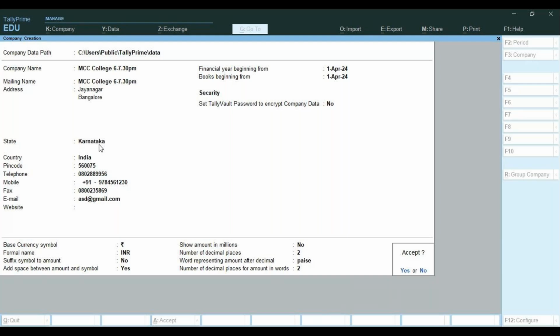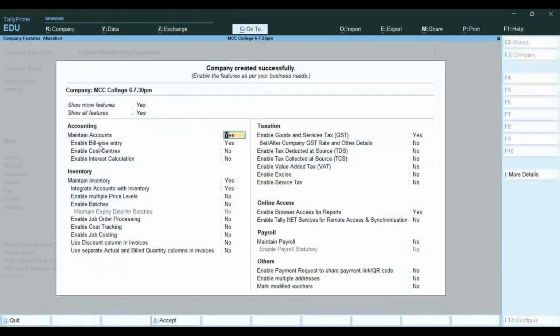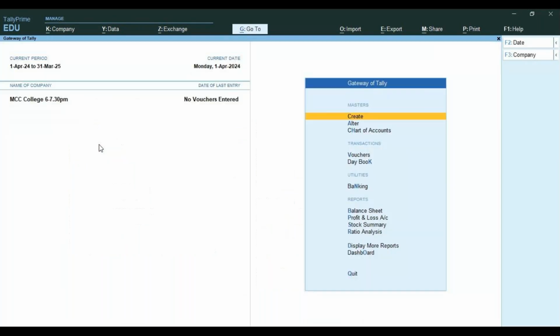So once you are done, accept it. So when you come to this screen, don't do anything here in the screen. I want to explain each of them when you're doing it. So just press escape. Two times escape, three times escape, quit. You should come to this screen.